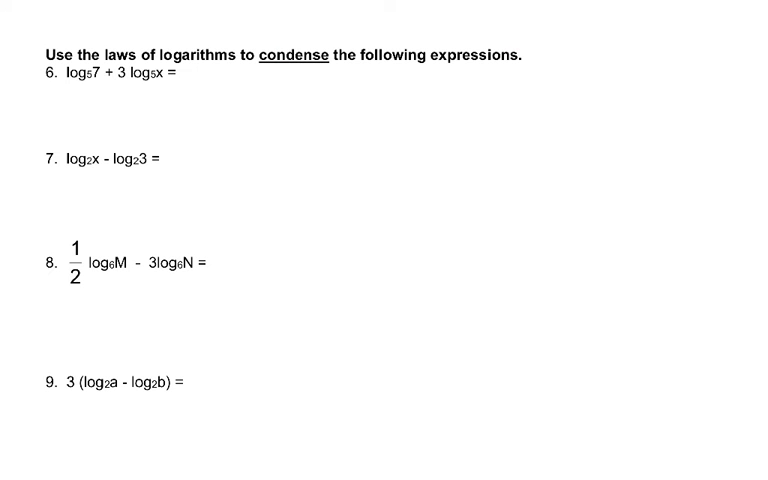All right, so now we're going to do the opposite, we're going to condense these into a single log. So as I look at number 6, first thing I always want to do is look for numbers in front that go up as exponents. So first, I'm going to bring this 3 that's being multiplied up as an exponent on the x. So this would go to log base 5 of 7 plus log base 5 of x cubed.